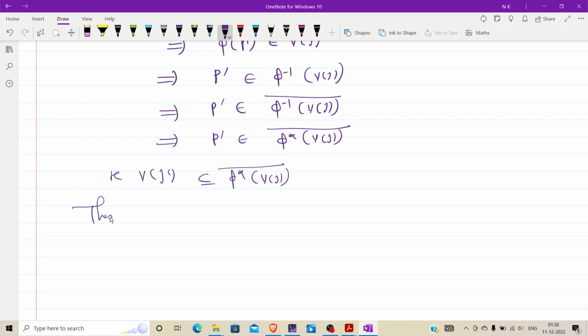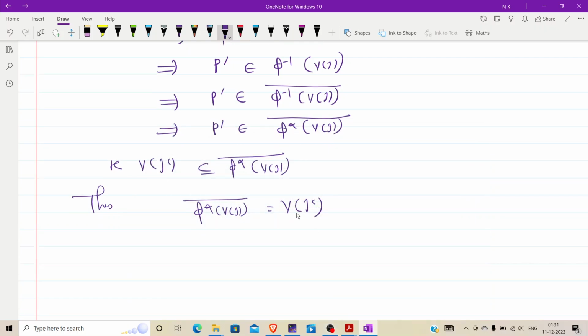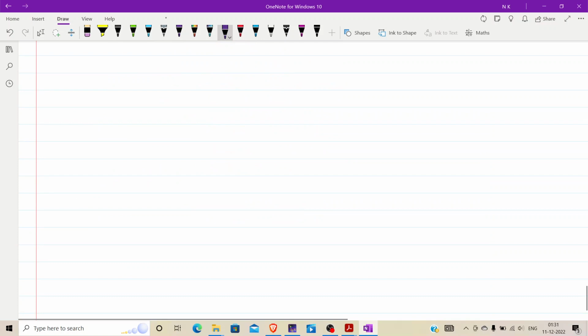Thus, if we combine these statements together, we can write our final target, that phi star of V of J closure is equal to V of J contraction. Okay, now we will move to the next part of this theorem. Let me move to that part.